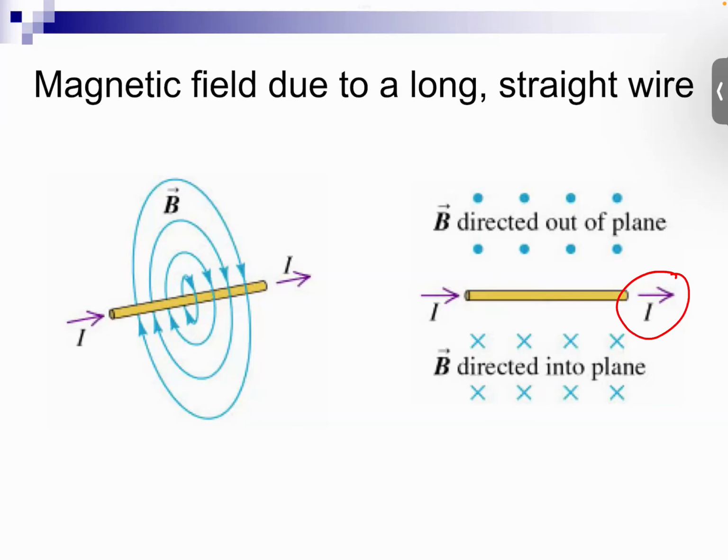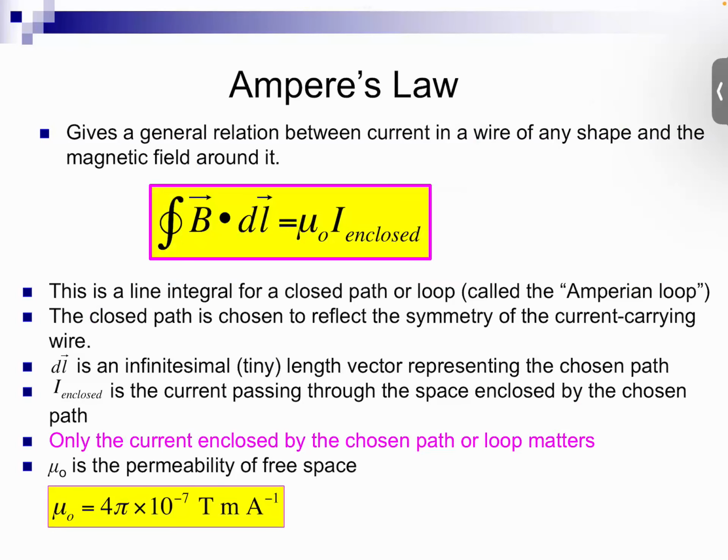Good. Right, so that's how you find the direction of the magnetic field. Now for finding the magnitude of the magnetic field, so how much magnetic field is created by this current in the wire, we use what we call Ampere's law, represented by this equation here. Ampere's law is a general relationship that relates the current in the wire to the magnetic field that's created by the wire.